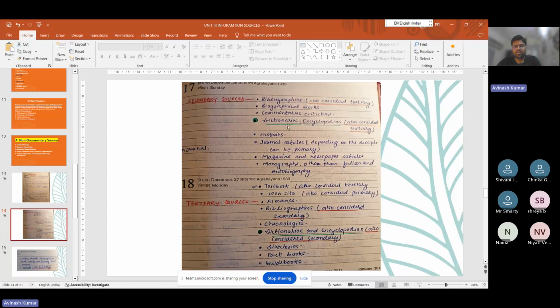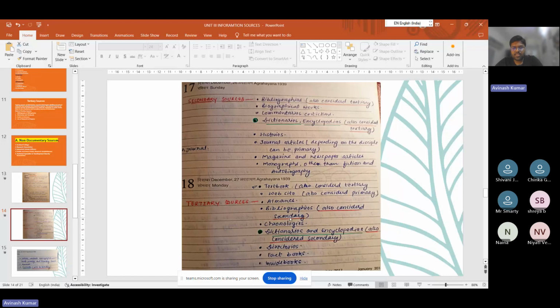Next is bibliographical works, commentaries, criticism, dictionary, encyclopedia, also considered tertiary. Histories are secondary sources. A journal article, depending on the case, can be primary. Magazine and newspaper articles, monographs other than fiction, and autobiography. Okay, autobiography also comes in secondary sources.